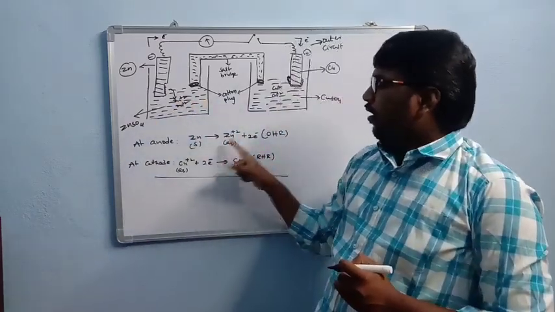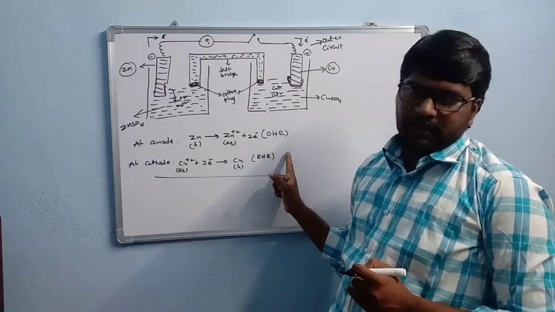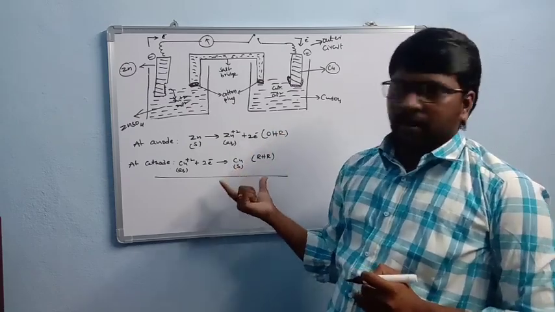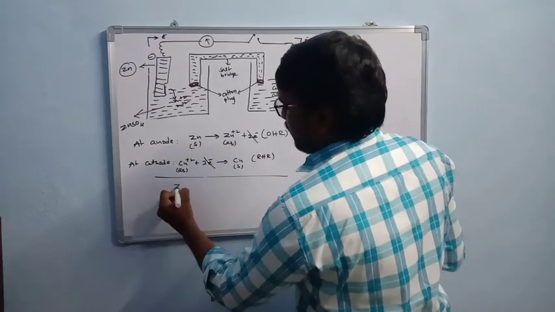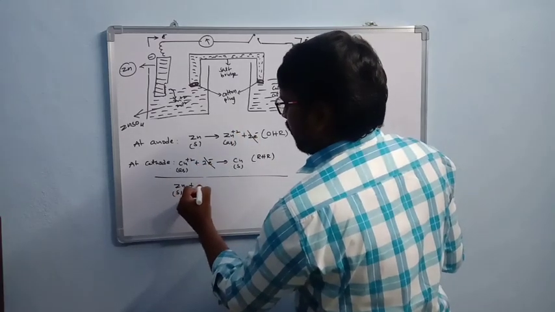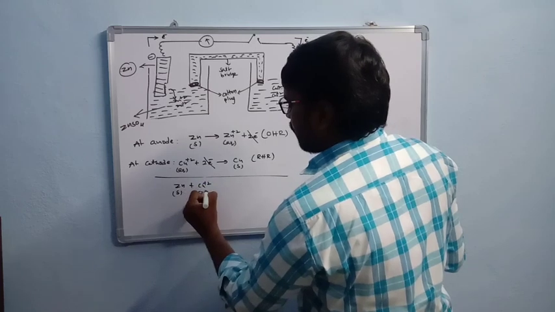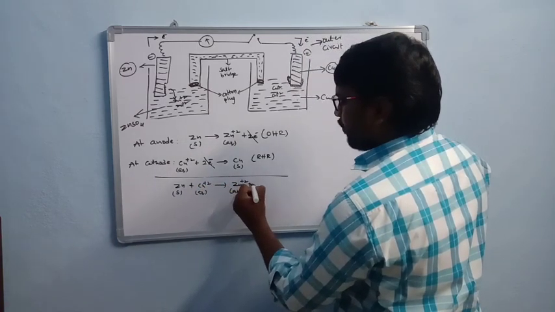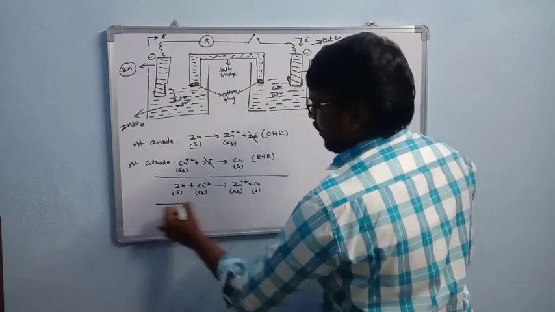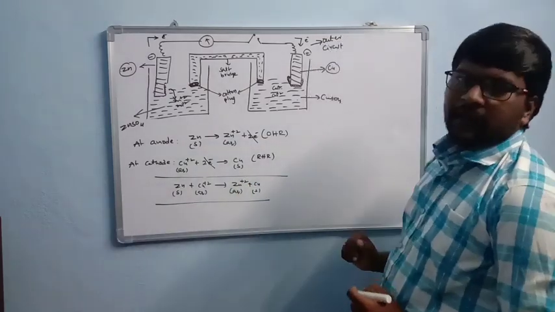Here oxidation and reduction reactions take place, so it is a redox reaction. Now we have to write the total equation. We can write it like this: zinc solid plus Cu plus 2 aqueous forms Zn plus 2 aqueous plus copper solid. This reaction takes place in a galvanic cell.